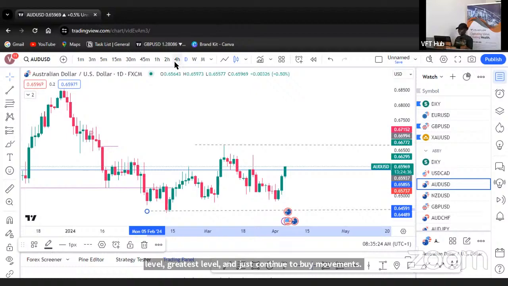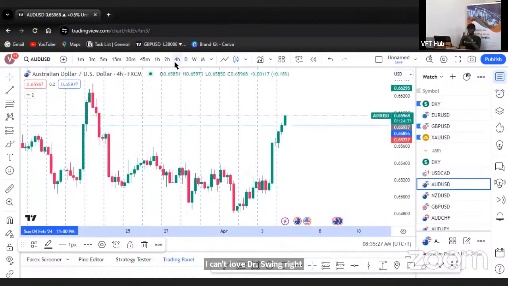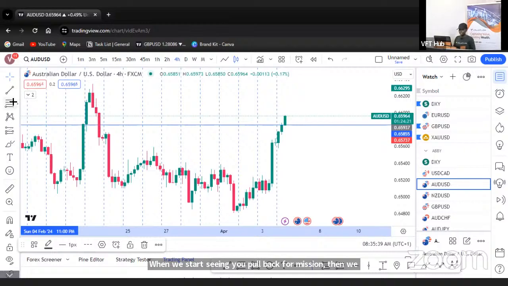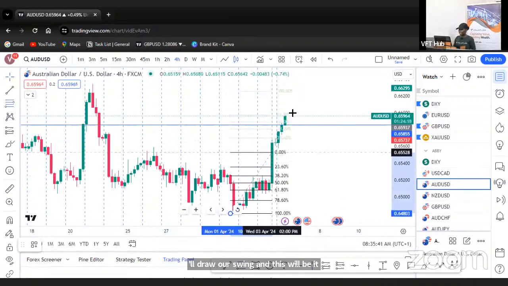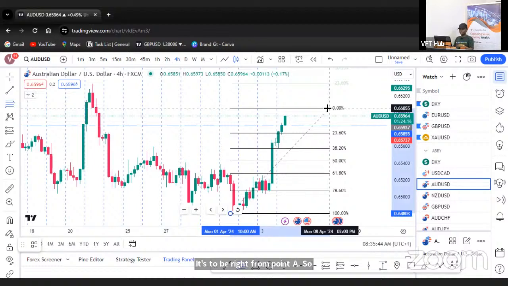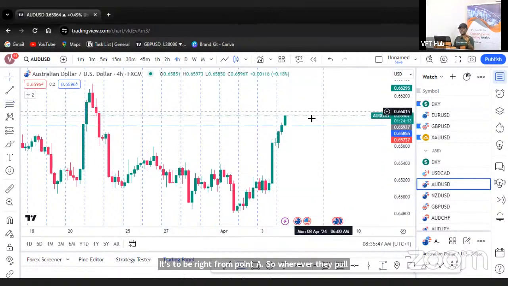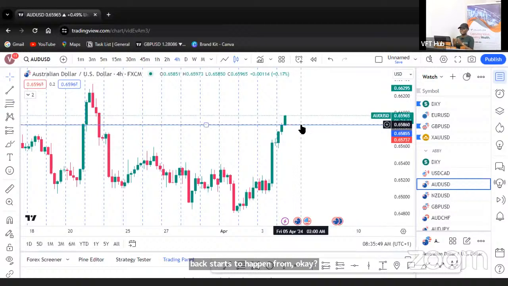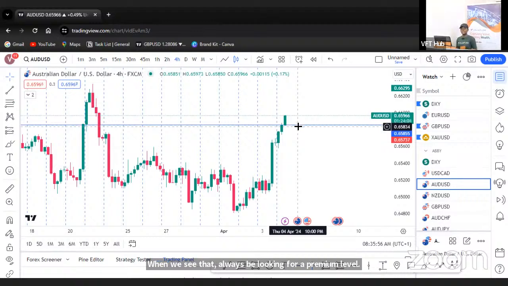I cannot draw a Fibonacci swing right now, as earlier stated, because we do not have a pullback yet. So what are we going to be doing on AUD/USD right now? We're going to be looking out for pullbacks. When we start seeing the pullback formation, then we'll draw our swing from point A to wherever the pullback starts to happen from, okay? In case we're not on the chart by that time, this is what we're looking at. When we see that, we're going to be looking for a premium level, 50 to 61.8% fib level, and then we're going to continue buying AUD/USD to the upside.